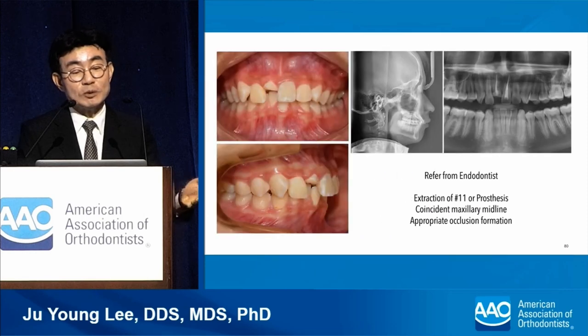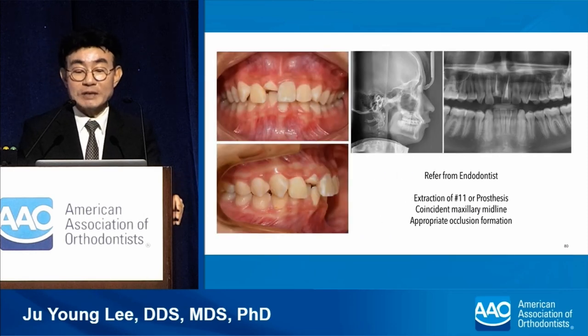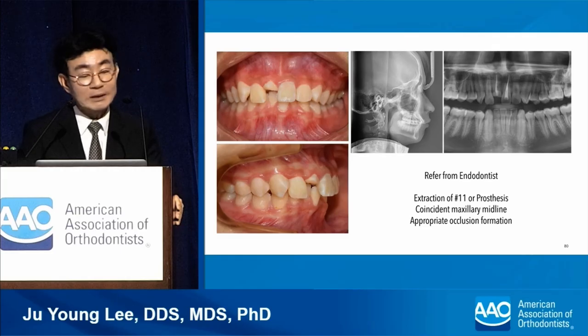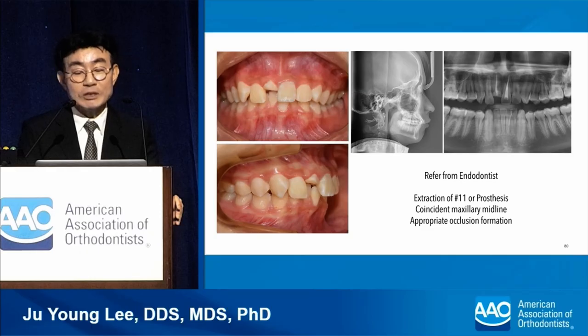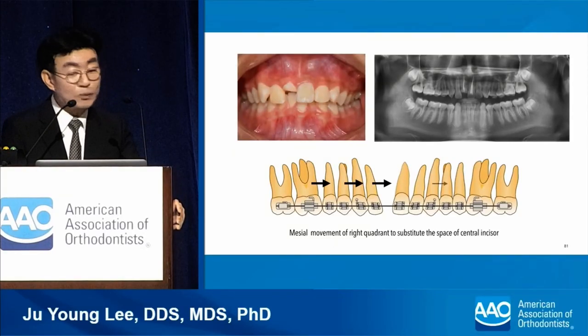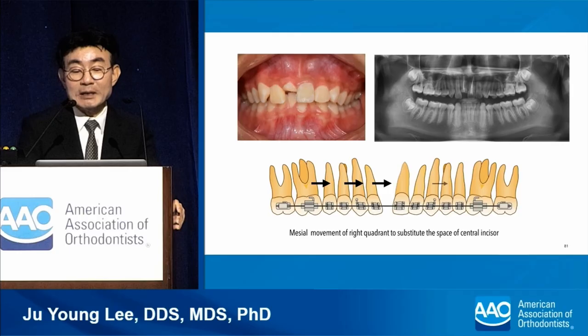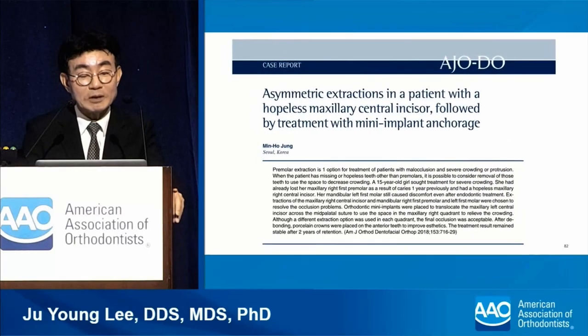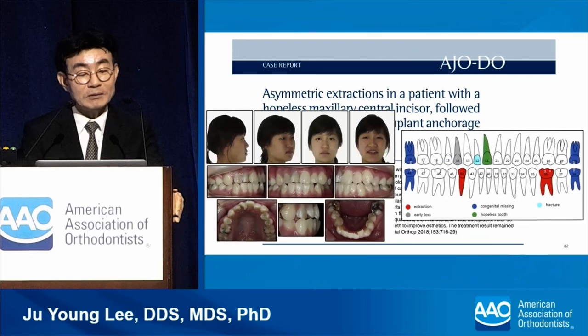We can help with the preparation for a prosthetic fabrication by expanding the space and extruding the root, or we can close the space after extraction. I decided to extract the central incisor and move the upper right teeth forward to form a class 2 occlusion with an asymmetric molar position. Dr. Zhang reported a case report with an asymmetric incisor extraction pattern using TAD.